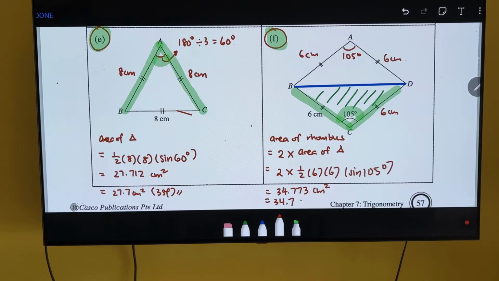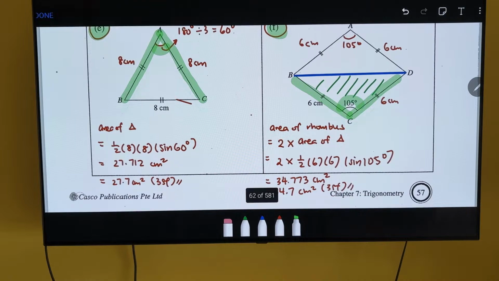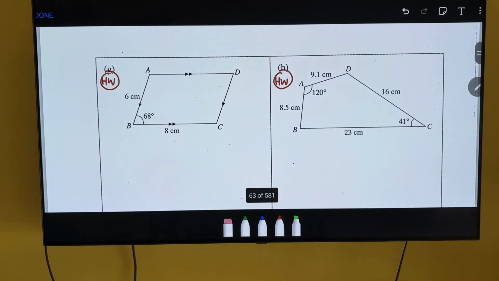.7 cm squared to 3SF. Let's move on to the next page. So for the next page, question G and H is something that you can try. It's similar. You just have to consider what is the extra line that you got to draw in order for you to break the shape down into triangles.